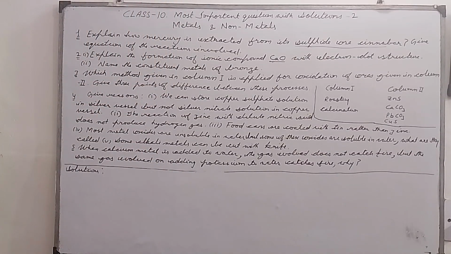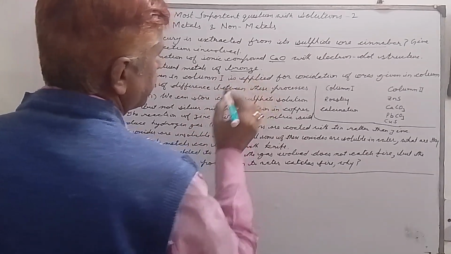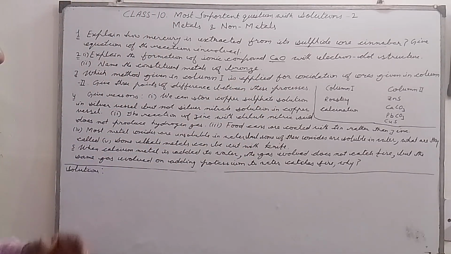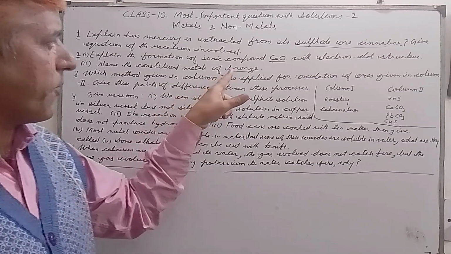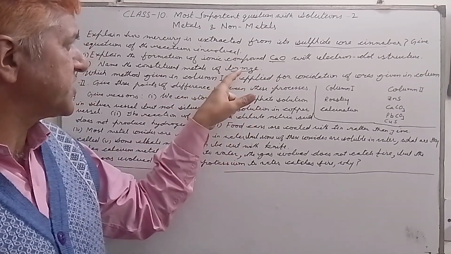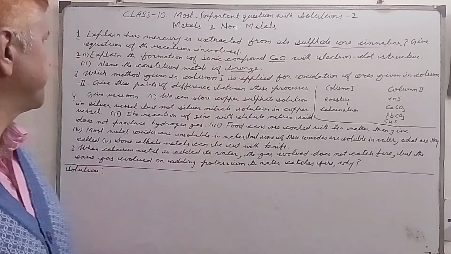Name the constituent metals of bronze. My dear students, always remember that the constituent metals of bronze are copper and nickel. So please remember this, copper and nickel.